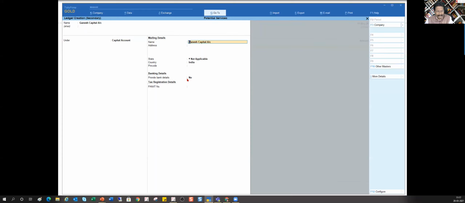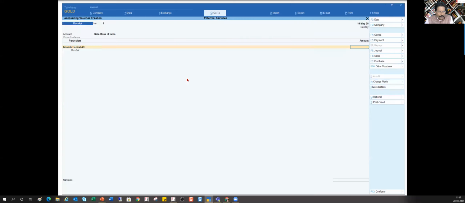So nothing else needs to be captured here. So I'm going to press Control A. Now the moment I create a new ledger on the fly from inside the voucher, it will automatically populate the created ledger also in your voucher. So you see that now Ganesh capital account is already selected.